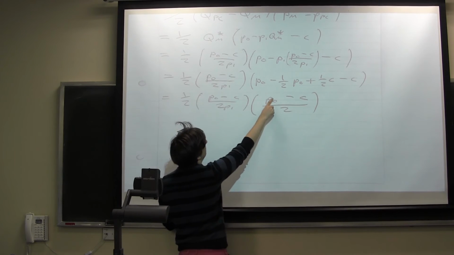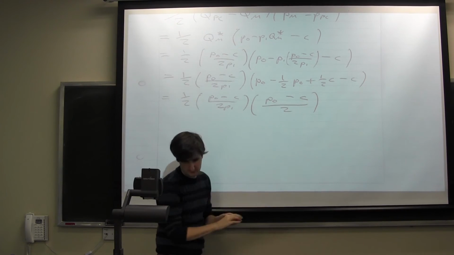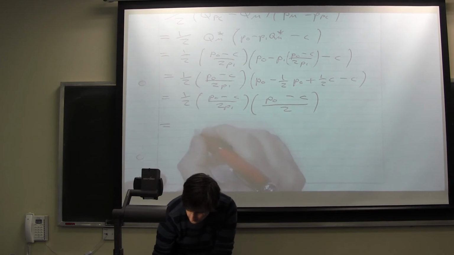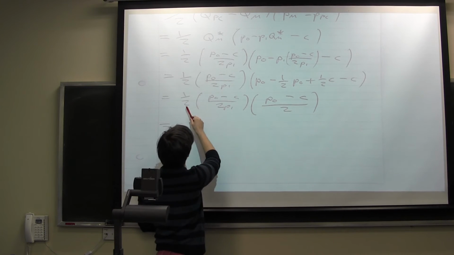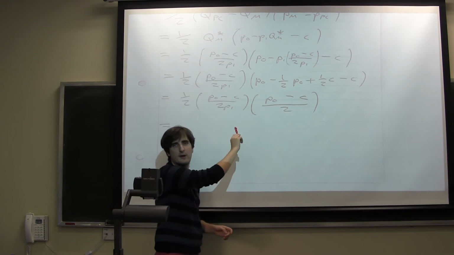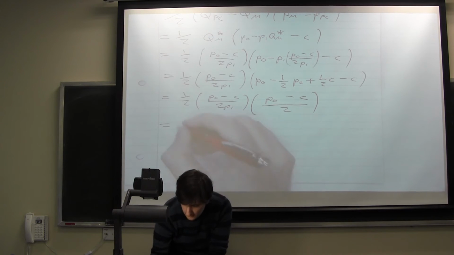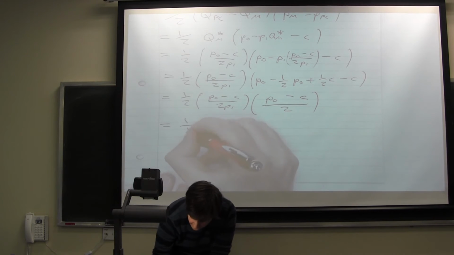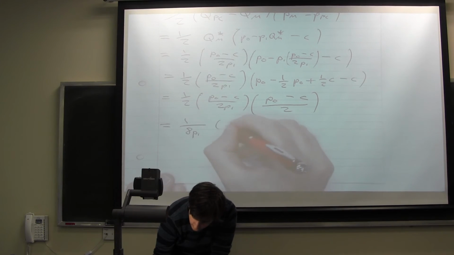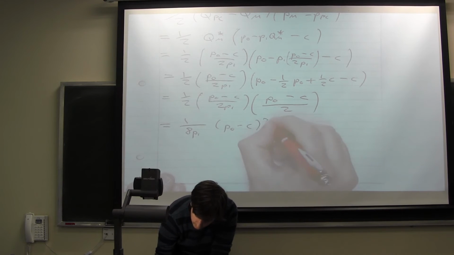So we've got P0 minus C, P0 minus C. And then on the bottom we've got 2, 4, 8 and a P1. So this is going to be 1 over 8 P1 all times P0 minus C squared.